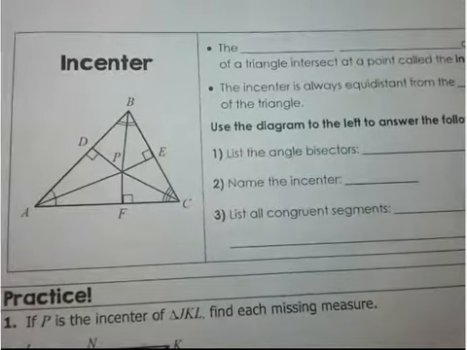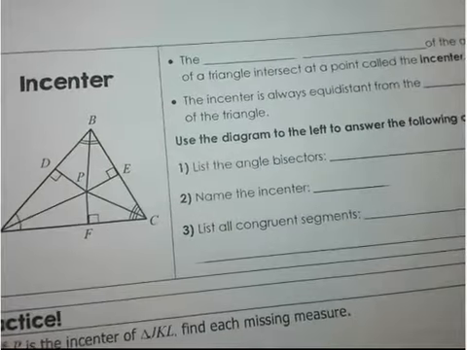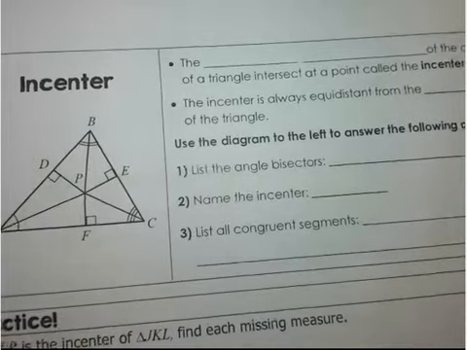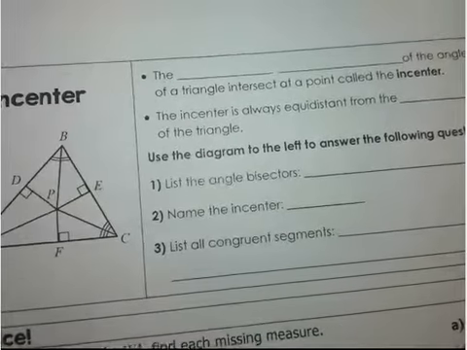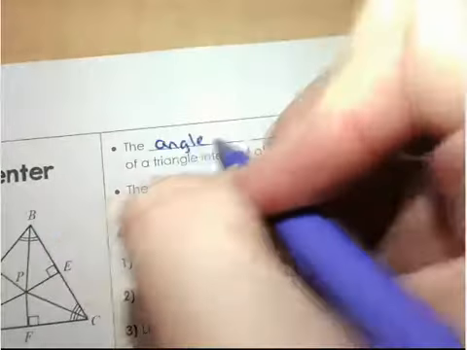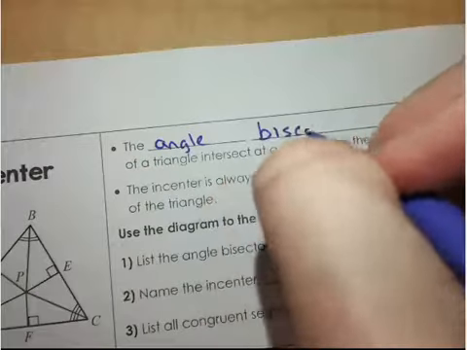Okay, so now we're going to cover incenters. For incenters, we have the angle bisectors of the angles of a triangle intersect at a point called the incenter. So in our blanks here, we're going to put angle bisectors.